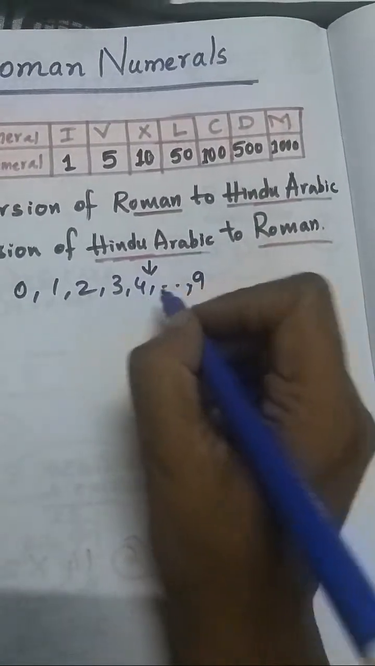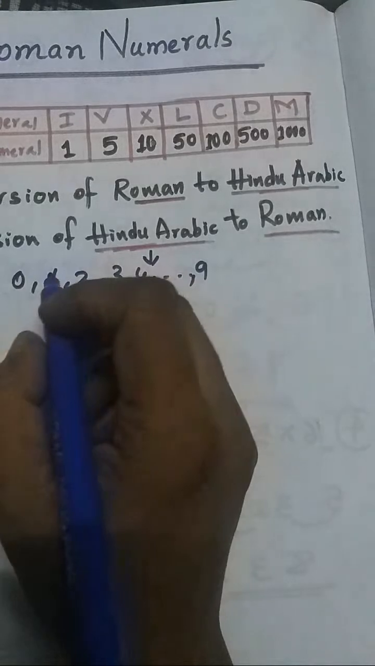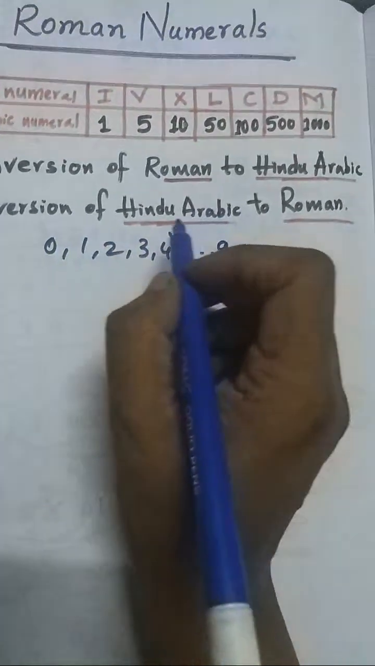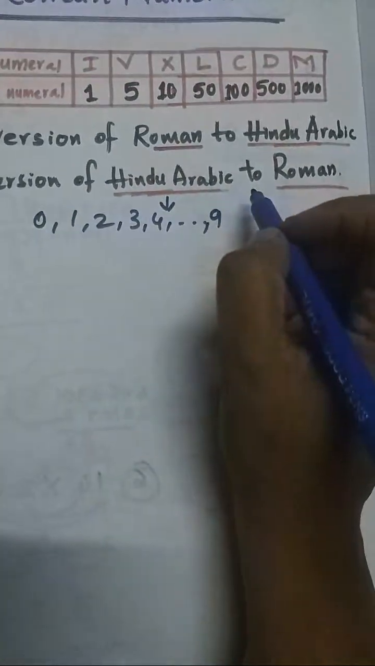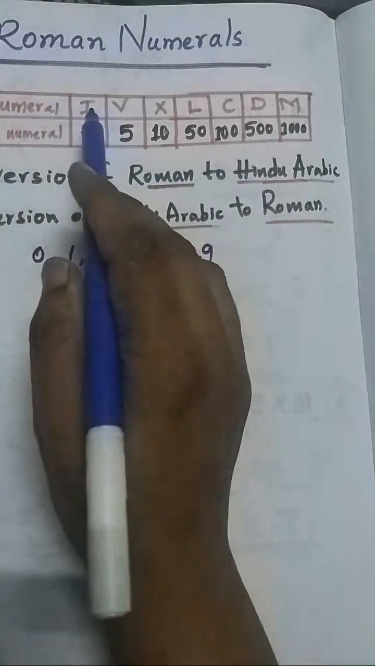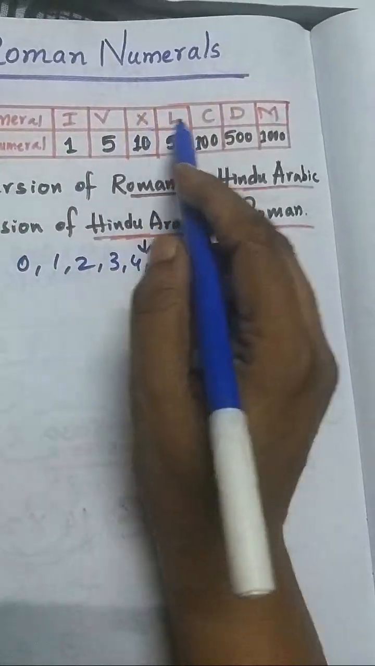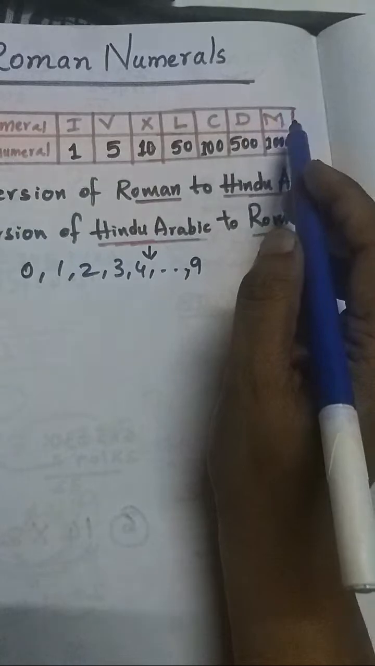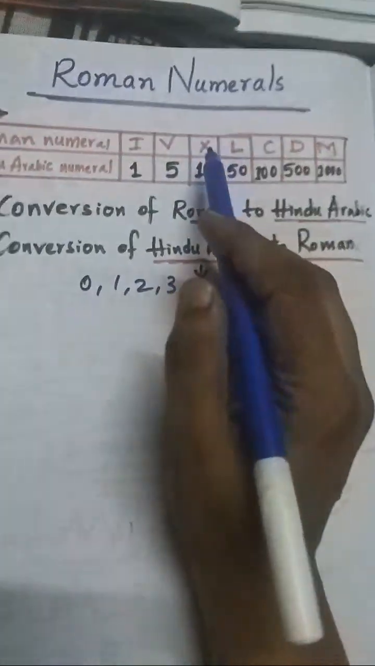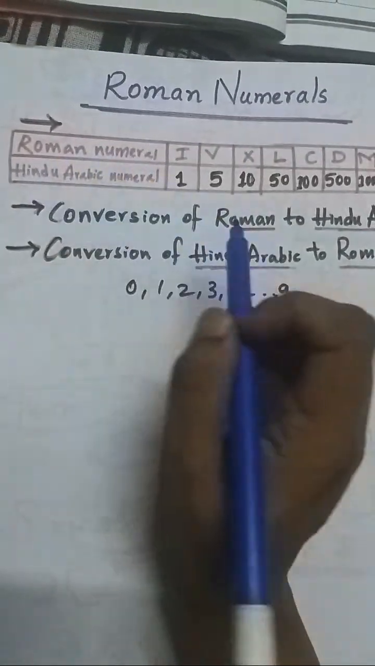Now there seems to be another system. That system is the Roman numeral system. Numbers like I, V, X, L, C, D, M are said to be Roman numerals.